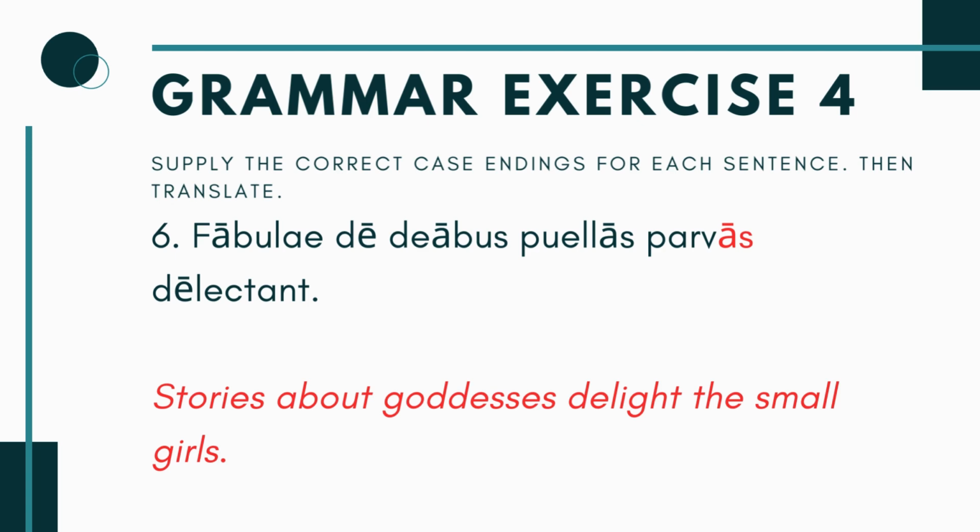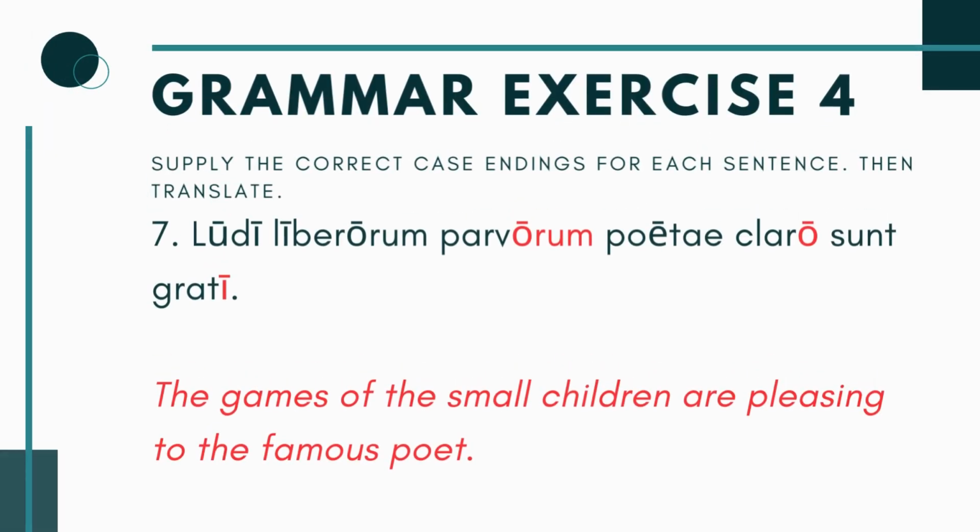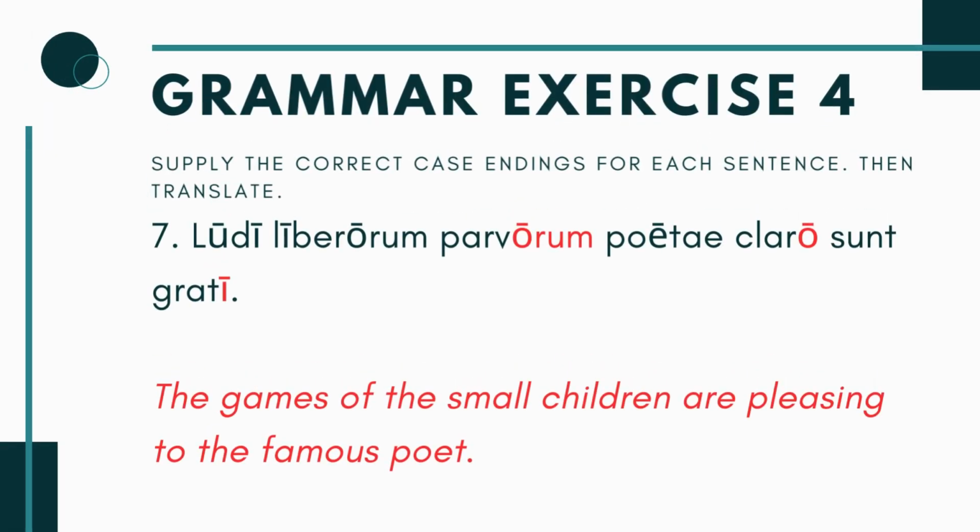Who do they delight? Puellas. That's my direct object. They delight the girls. Now, parvas here is describing puellas. So parvus is a first and second declension adjective, right? It needs to match the same case number and gender as puellas. Puellas with that as ending is accusative plural feminine. So parvas is accusative plural feminine, right? So they're going to have the same ending here. Puellas parvas. You're saying stories about goddesses delight the small girls, or the little or young girls, you could say.